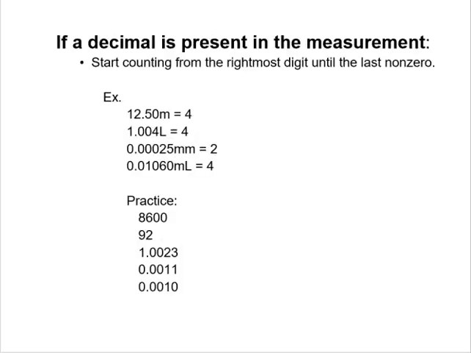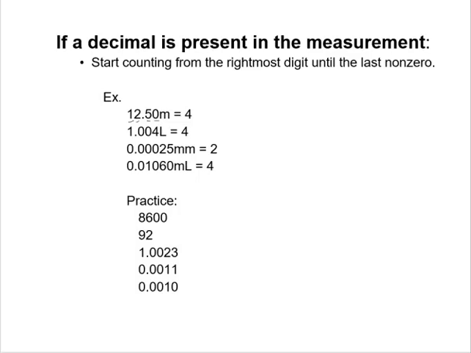Now what do we do if a decimal is present with significant figures? If a decimal is present in a measurement, start counting from the rightmost digit until the last non-zero number. So now let's look at some examples. If you have 12.50, you have 4 significant figures. We're counting from the right, so this 0 would be significant, the 5 would be significant, the 2 would be significant, and the 1 would be significant.